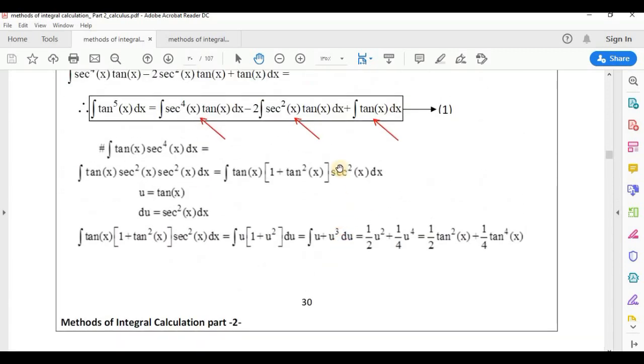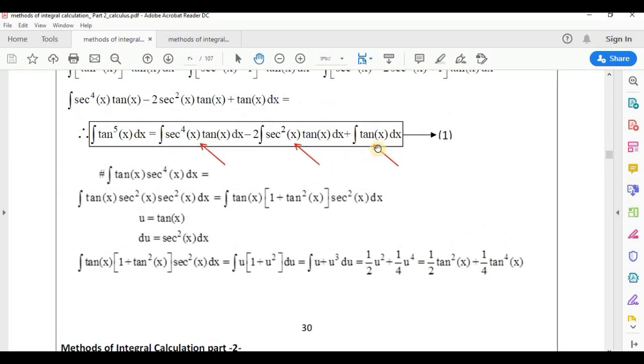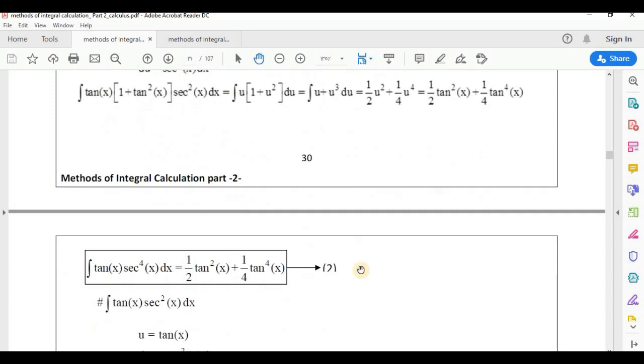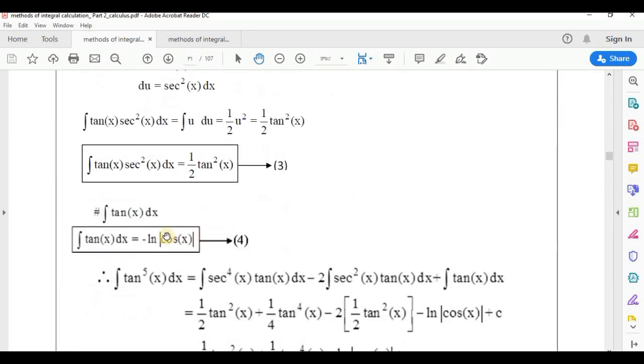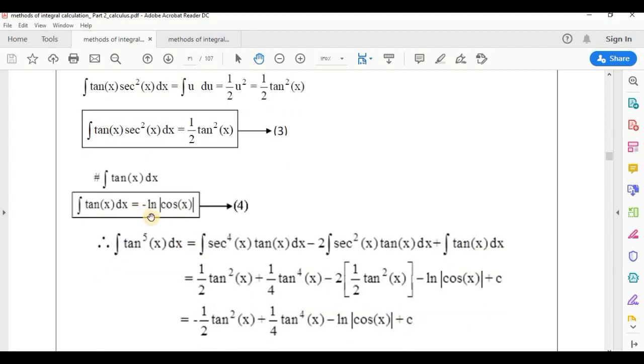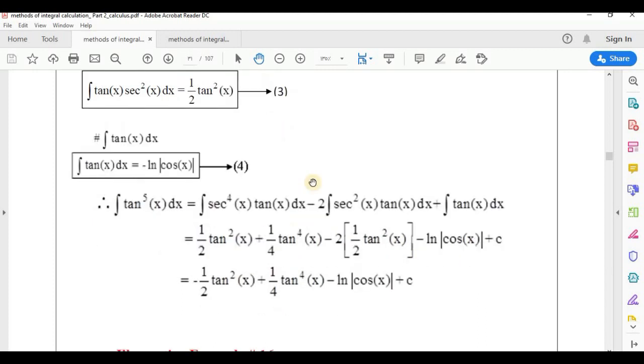The last integral, we have this one, the integral for tan x dx. The integral for tan x dx will be equal to minus ln cosine x, and we will call it equation number 4. The last step, we will substitute the values from equation number 2 and 3 and 4. We will put the result of these integrals in equation number 1, and after the simplification, we will get the final result of this integral.